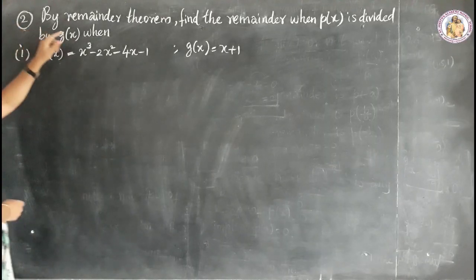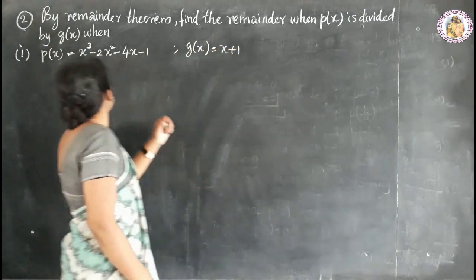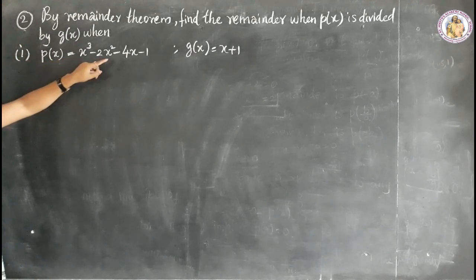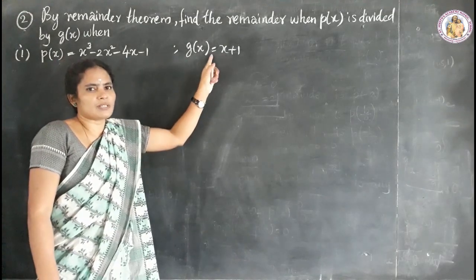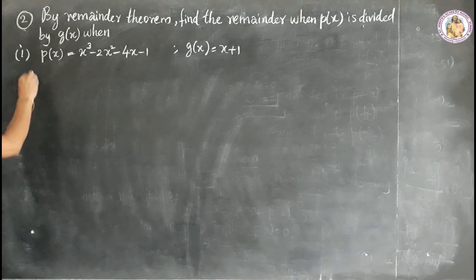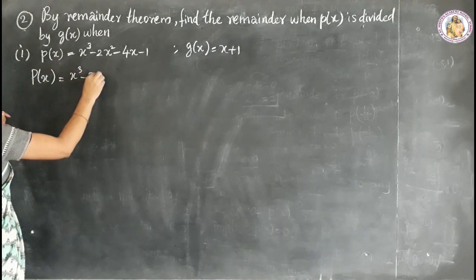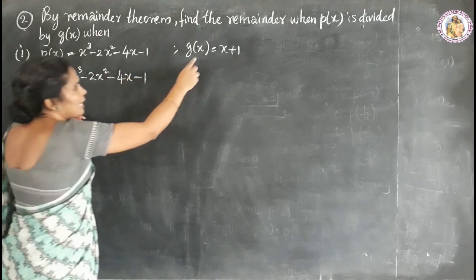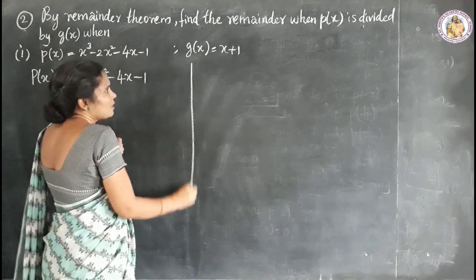Question number 2. By remainder theorem, find the remainder when P of x is divided by g of x. Subquestion 1: P of x is equal to x cube minus 2x square minus 4x minus 1 and g of x is equal to x plus 1. Okay. Now take P of x is equal to x cube minus 2x square minus 4x minus 1.